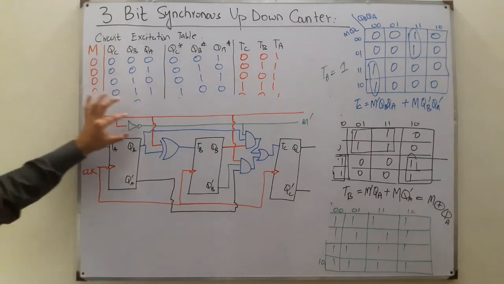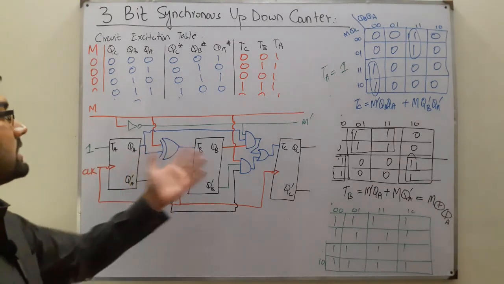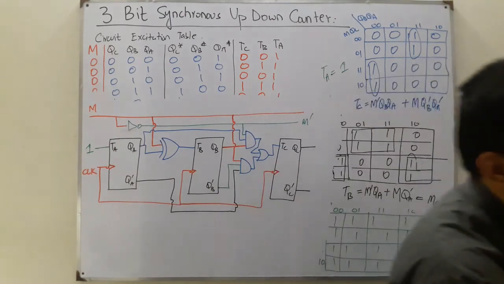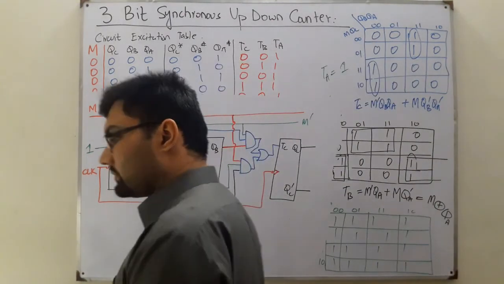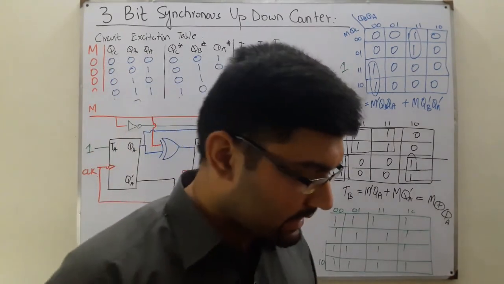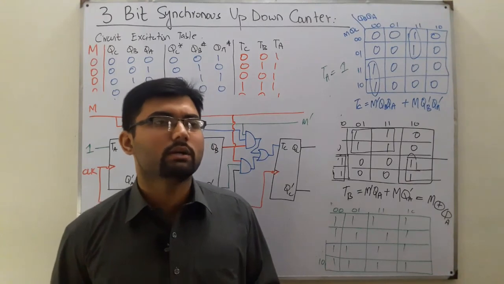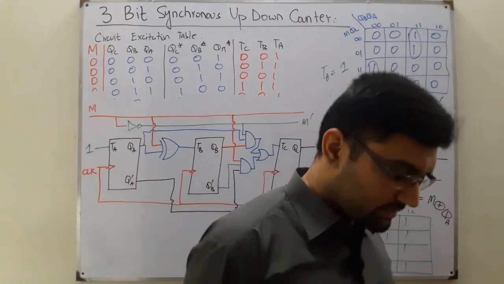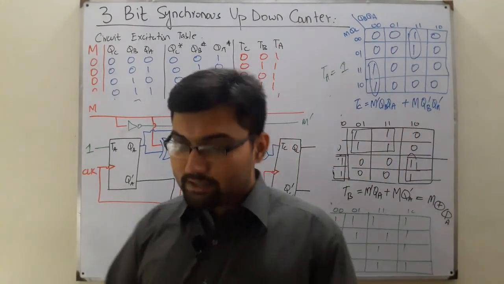The mode control M, its complement, an external clock pulse provided to all of them simultaneously, and the combinational circuits for the mode control to either select up or down counting. So that's all about it, and that is all about, I believe, in counters. We have two counters left, that is ring counter and Johnson's counter, I believe. And those are not basically counters, those are basically a type of registers, but we will be studying them in these counters, all right? So that's all about it.